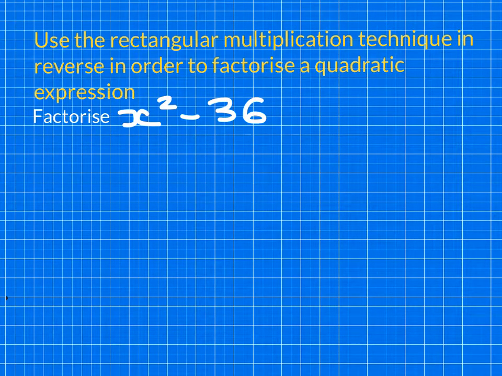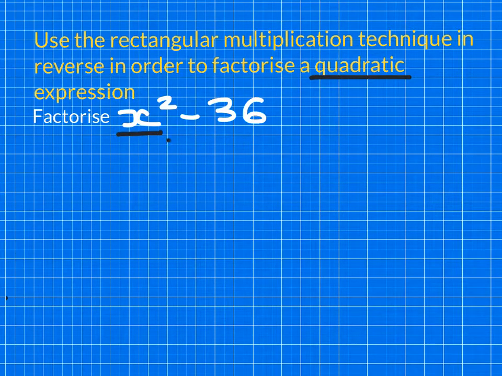Use the rectangular multiplication technique in reverse in order to factorize a quadratic. In this example, factorize x squared minus 36.